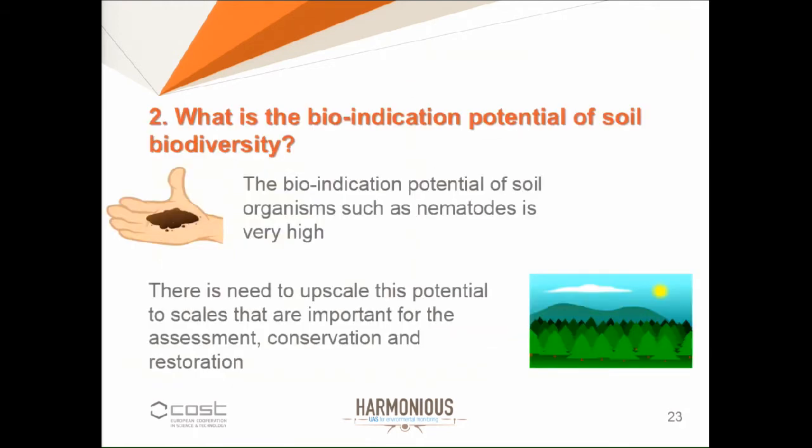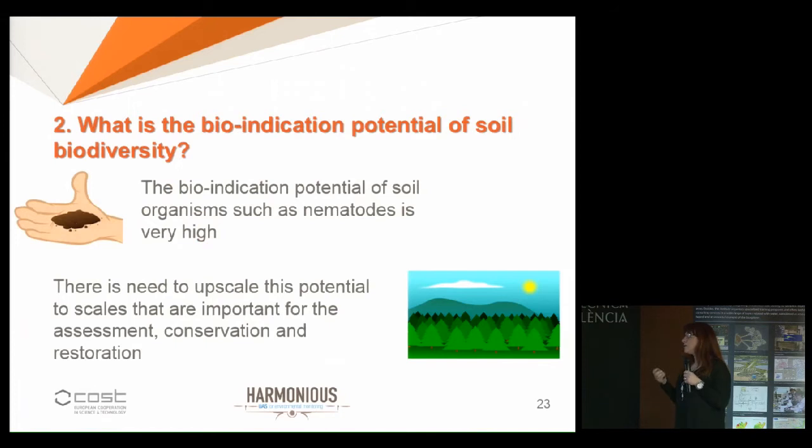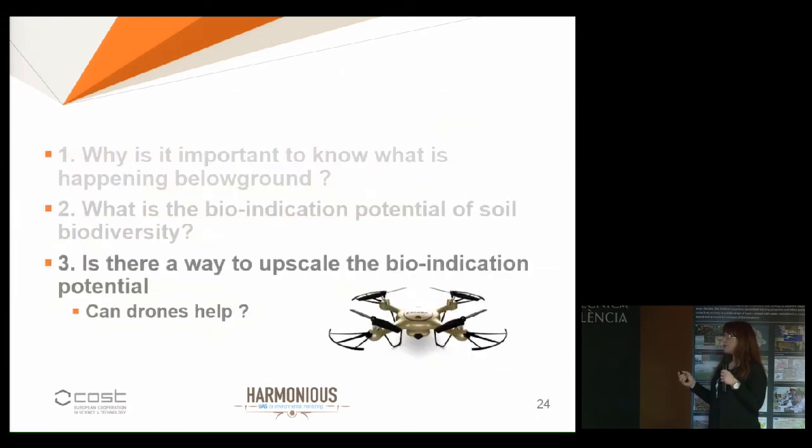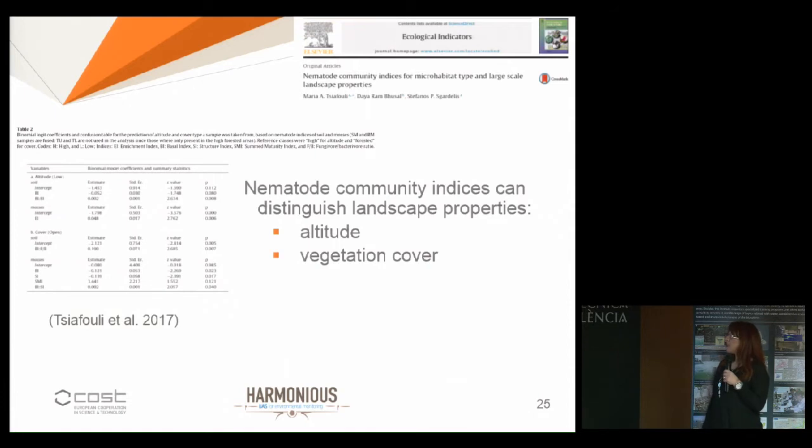So there is a bioindication potential of soil organisms like nematodes, but unless you are able to examine 5,000 or 10,000 samples, you have to upscale this bioindication potential to scales that are important for assessment, conservation, restoration, and so on. But is this possible? Because we had this in mind, we had a study where we examined nematode community indicators across an entire landscape.